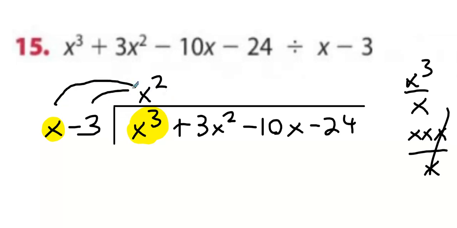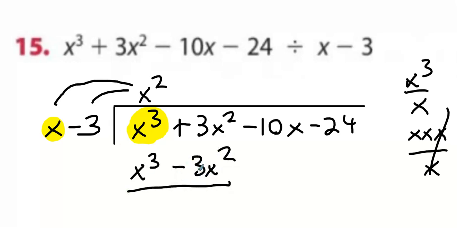Now, here's the part you're all going to trip up on, all right? X squared times x is x cubed. What's x squared times minus 3? Do you see the way it's already a minus? See the way it's already a minus? That's an issue. Because look what happens.